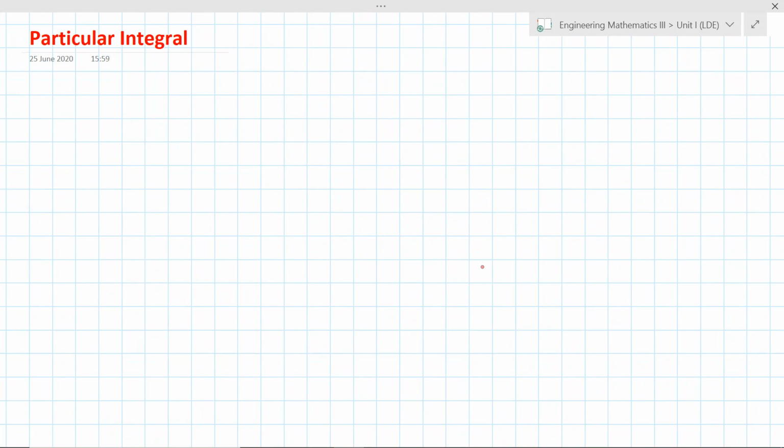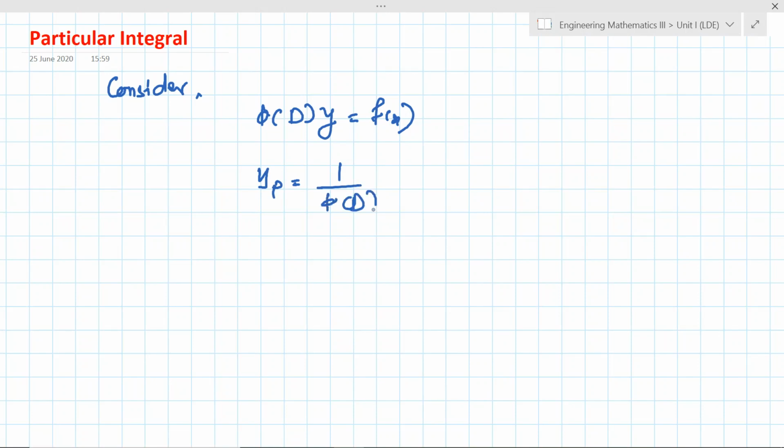So see, to find the particular integral, first consider the nth order linear differential equation in the form of operator D: phi of D into y is equal to f(x). Now we are interested in yp, so yp is equal to the inverse, the reciprocal of phi of D, into f(x). Call it equation number one. Now we use this expression, equation number one, to find the particular integral.